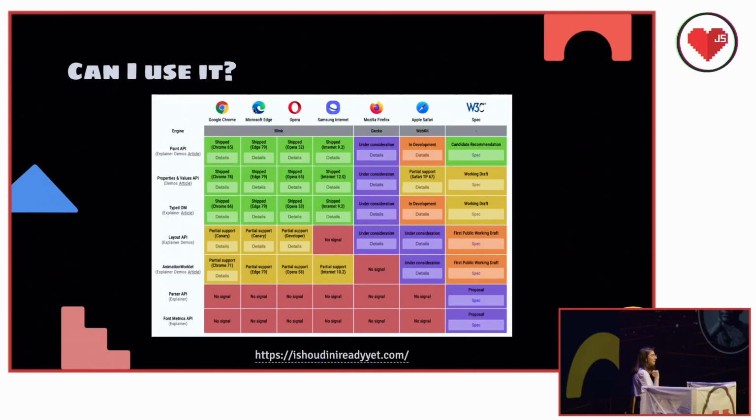And then the last slide: can I use it? Well, there is a website called Is Houdini Ready Yet? You can check this website, and it will give you all the information about how far it has been implemented into different rendering engines. So far, Blink is ahead of everybody else. These three APIs that we talked about today have been implemented into Blink, so into Chrome. In normal Chrome, you can go ahead and use them, but you should keep in mind that it's not going to work on other browsers.